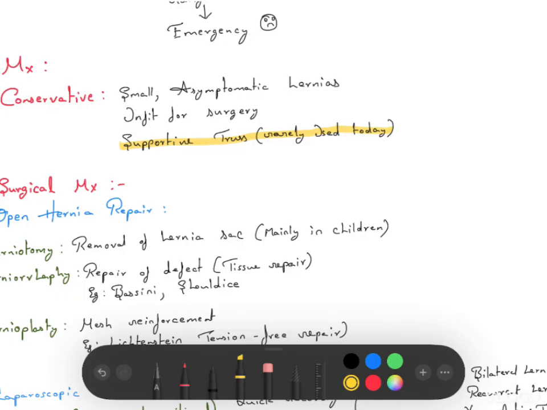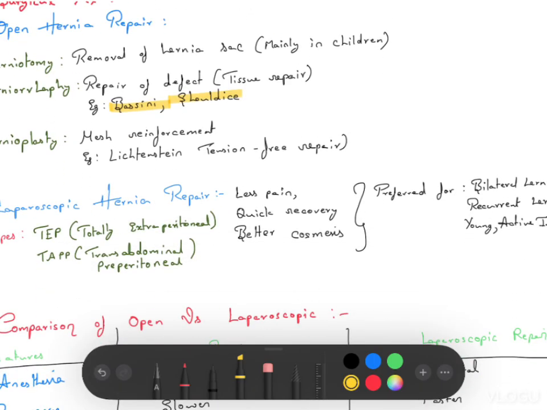Then we have the types of repair, like tissue repairs. Tissue repairs mean no mesh is used, examples being Bassini and Shouldice. In mesh repairs, the gold standard is the Lichtenstein tension free repair, and TAP and TEP. Why is mesh important? The advantages of mesh are lower recurrence, less tension and better outcomes.